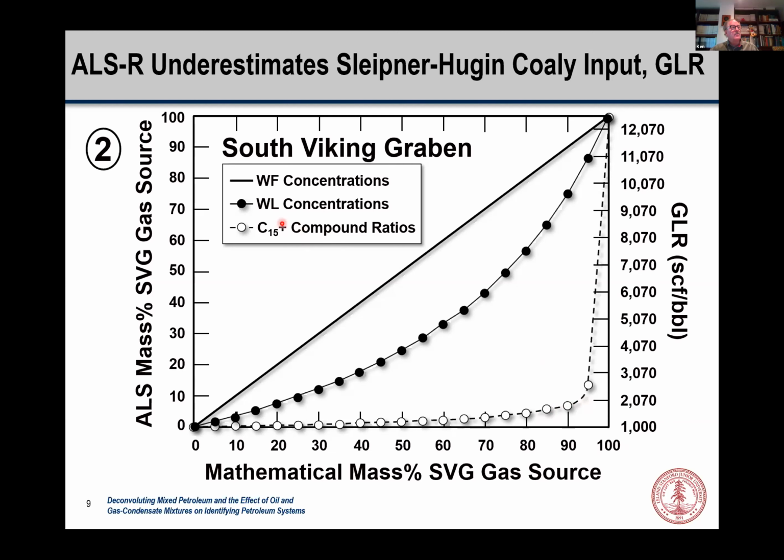If you normalize to the whole liquid, that is C6 plus, and don't account for the gases, you come a little closer, but it's still an incorrect answer. If you do C1 plus mass balance and calculate the mass percent of SVG gas, you get the correct answer. It's right along this whole fluid line, which is also the mathematical mix.